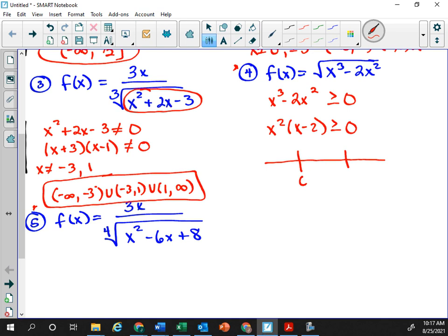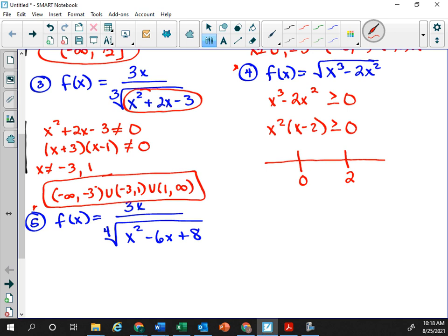Why did you say 0 and 2? Because factors. Yeah, those are your 2 factors. What would make each factor 0? Okay. So you factor it first. Setting those factors equal to 0 in your mind, that's where you get the numbers on the number line.